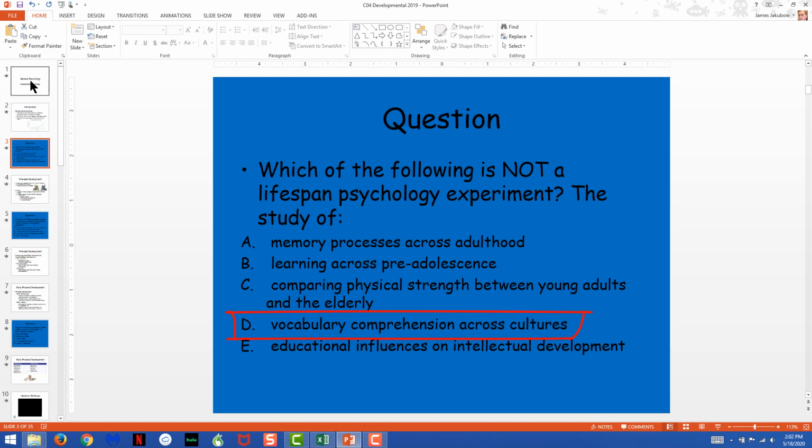So looking at the number of words in the vocabulary of a child, a 5-year-old in London or Sydney, Australia, or Boca Raton, Florida, would be a comparison across cultures to see whether or not there was the same size English vocabulary in each of these three cultures.